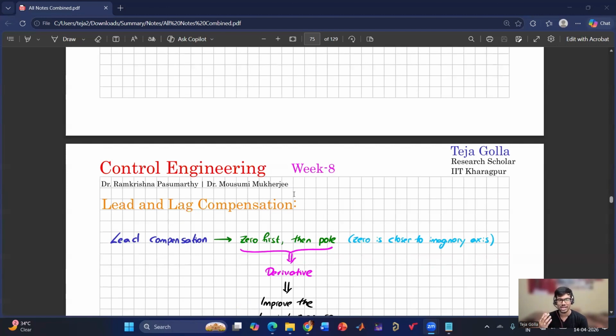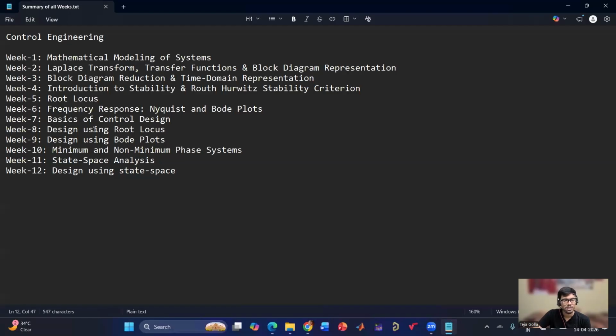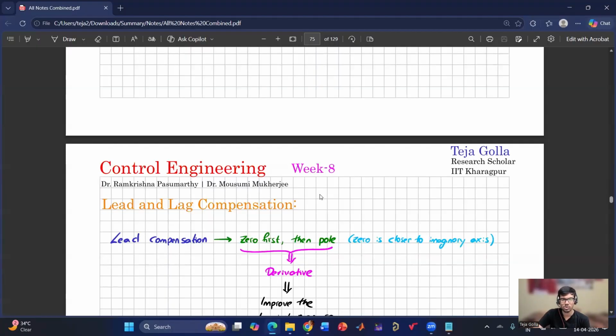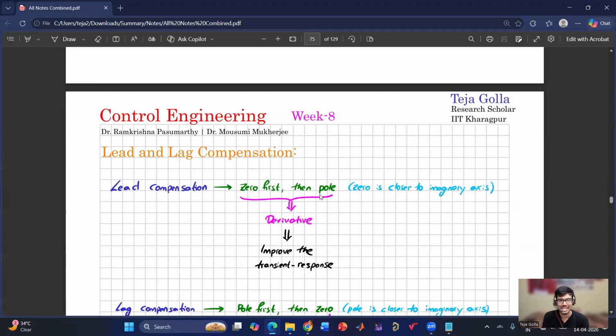And in week 8, we started discussing the design. If I remember the table, it is design using the root locus. So we started with the root locus: how we are going to add the lead and lag compensation so that the root locus passes through the desired pole locations, because the root locus passes through the closed loop poles. So now we have to add the compensation, shaping the root locus so that it will pass through the desired poles or the dominant poles.